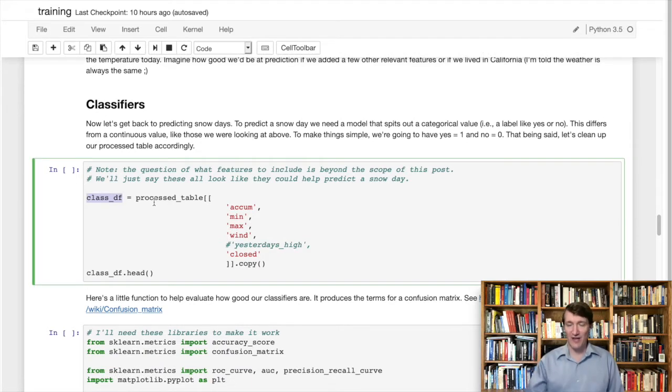And here we're gonna do the same thing we did before. We had lin_df, which is the linear regression data frame. And now we're going to do a classifier data frame. And we're going to get it again from that process table data frame that we created up there. I'm going to keep everything from that table except for yesterday's high. Actually, I'm going to get rid of yesterday's high.